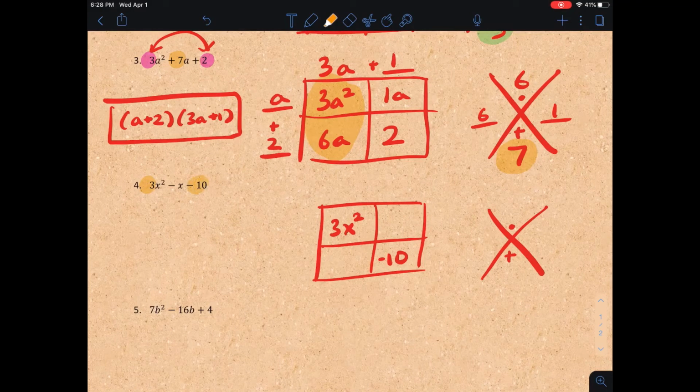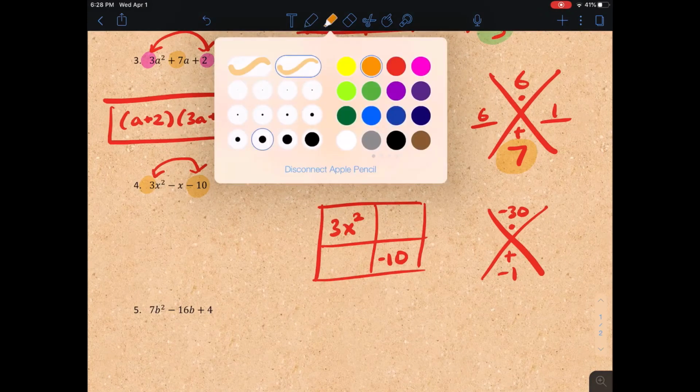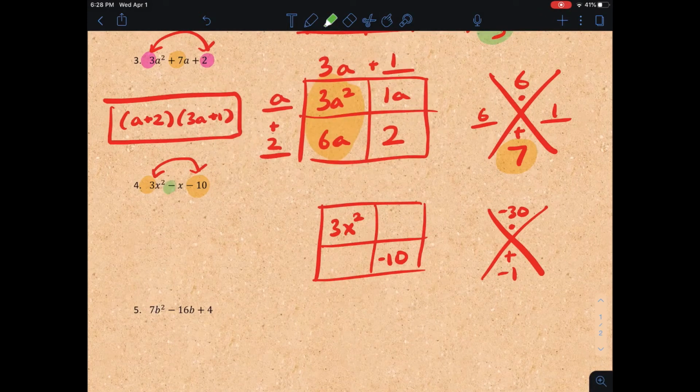Hopefully what you did was you took the number in the front and the number at the end, and you multiplied 3 and negative 10 together. And if you did, you got negative 30, right? And then to figure out the bottom number, you would put negative 1. Now here you have to be very careful because when you look at this middle term here, right?